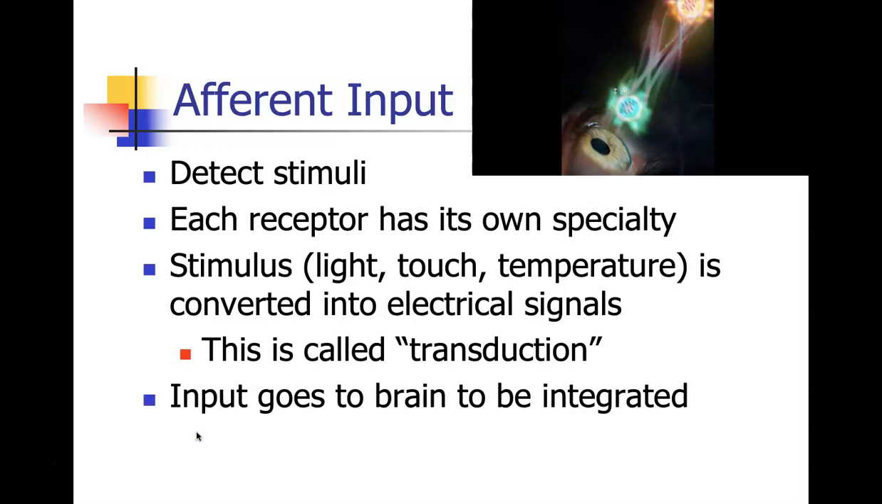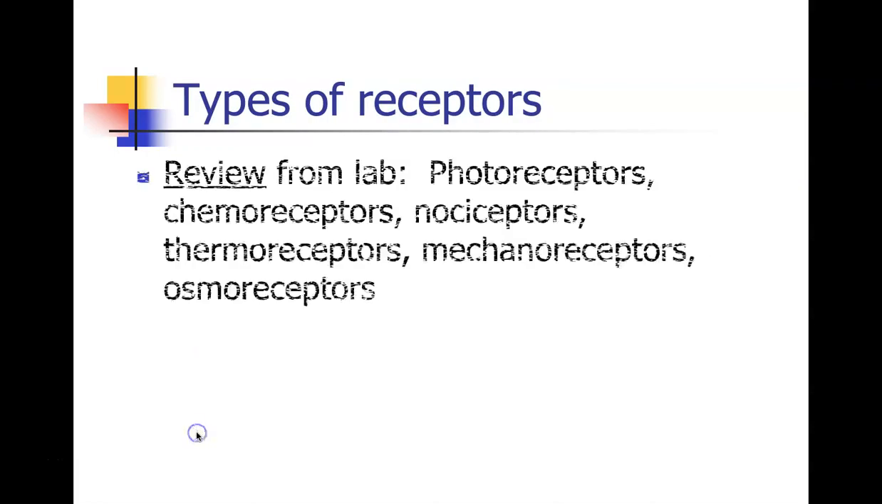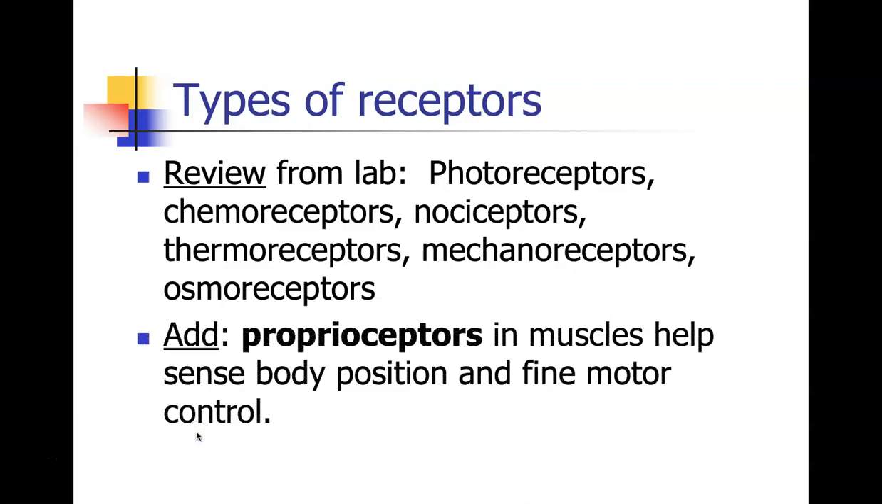That input then goes to the brain to be integrated. And there's different kinds of receptors. Okay, so we talked about some of these in lab already, so you'll review some of these and add on some more. The ones we talked about in lab are photoreceptors, chemoreceptors, nociceptors that sense pain, thermoreceptors, mechanoreceptors, and osmoreceptors. And then we're going to add on one they mentioned in your lab manual, and these are proprioceptors. So proprioceptors are the receptors in muscles that help sense body position and fine motor control.